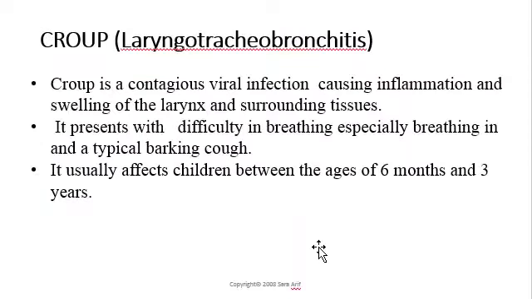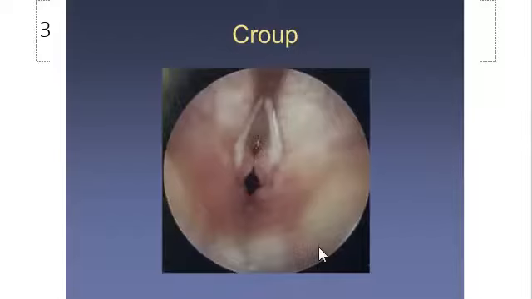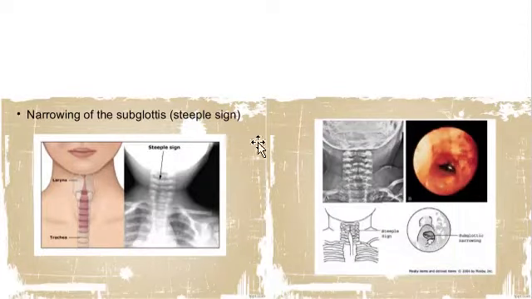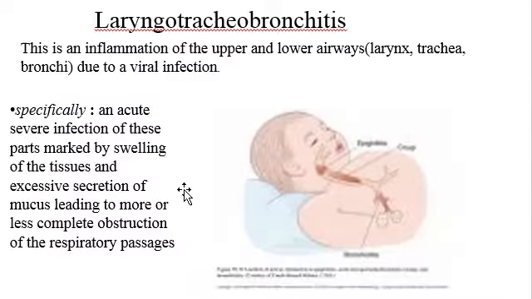Laryngotracheobronchitis is a contagious viral infection causing inflammation and swelling of the larynx and surrounding tissues. It presents with difficulty in breathing, especially breathing in, and a typical barking cough. It usually affects children between the ages of 6 months and 3 years. This is the laryngoscopic view of the croup. During the croup, this is the characteristic X-ray view, and we call this the steeple sign here. The narrowing of the steeple sign is related to the narrowing of the subglottic area.